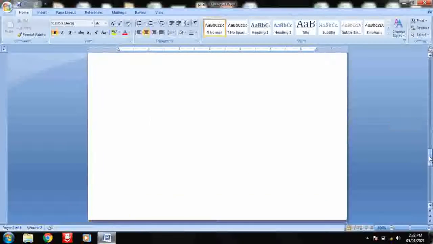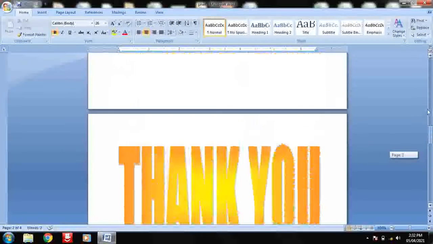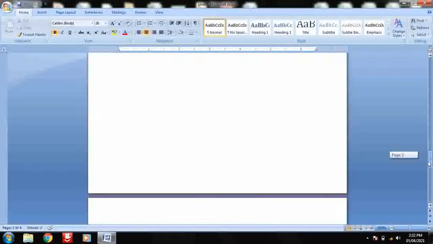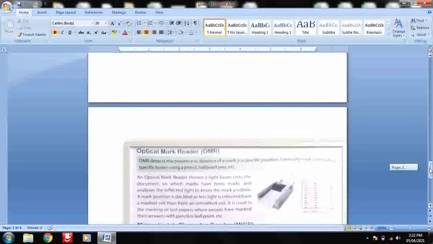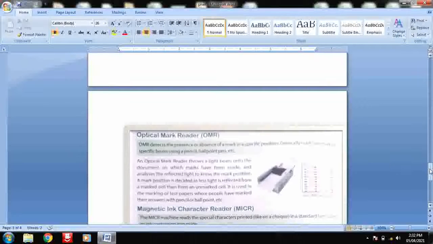Next I'll be showing you examples of such peripheral devices. Here it is, OMR, optical mark reader. Maybe you have given exams through an OMR sheet, an optical mark reader sheet.